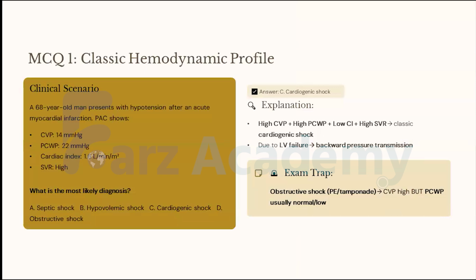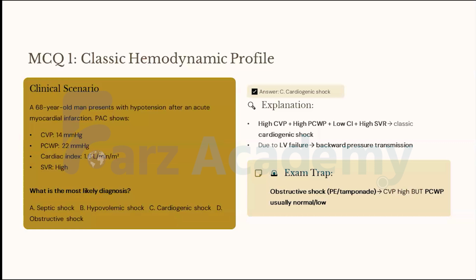It's a clinical scenario where a 68-year-old gentleman comes with hypotension, so in shock, with AMI. The pulmonary catheter shows CVP 14, which is a little high. Pulmonary capillary wedge pressure 22 is a little high. Cardiac index is 1.6, which is a little low. And systemic vascular resistance is a little high. So what kind of shock is it? Septic shock, hypovolemic shock, cardiogenic shock, or obstructive shock? It's going to be a cardiogenic shock because CVP is high, PCWP is high, and cardiac index is low.